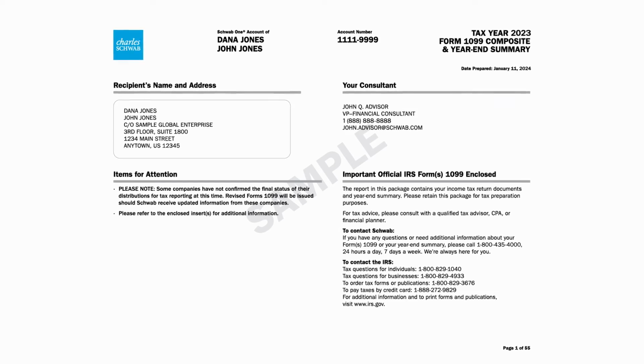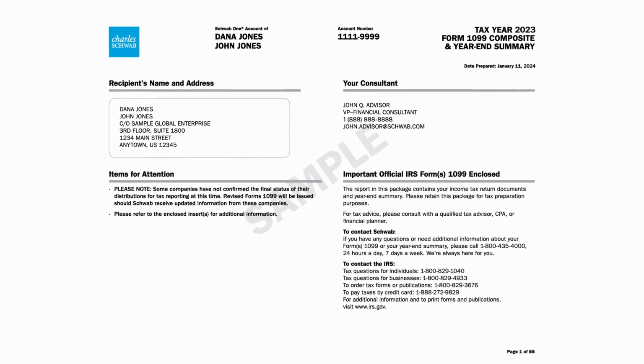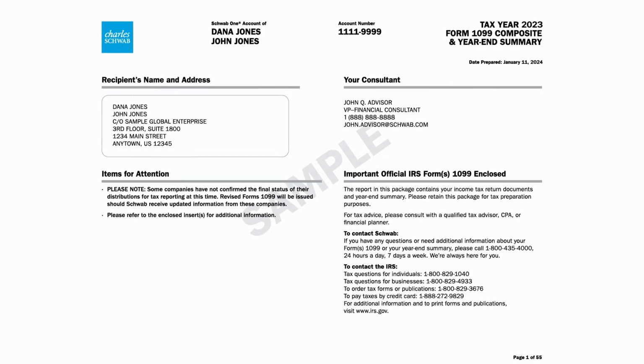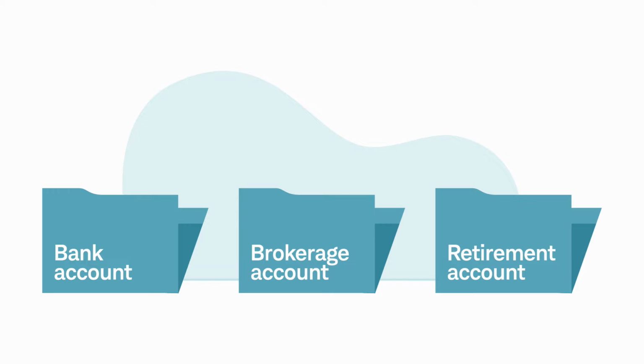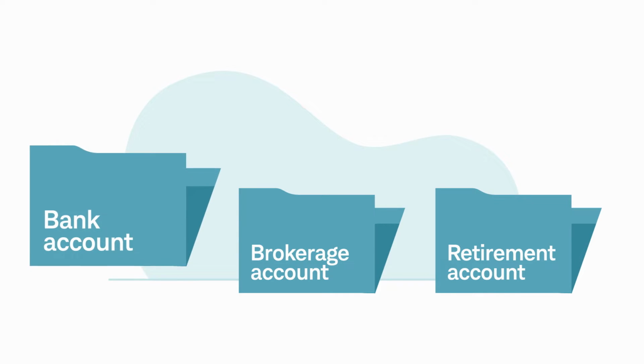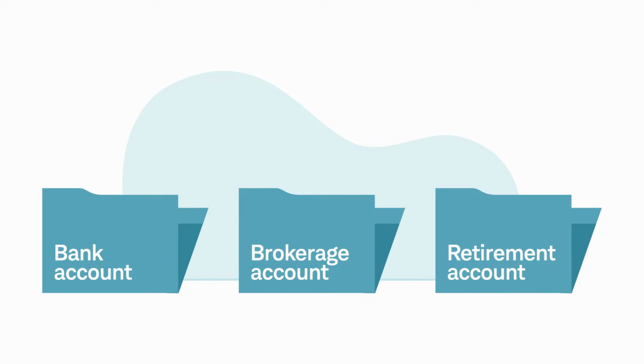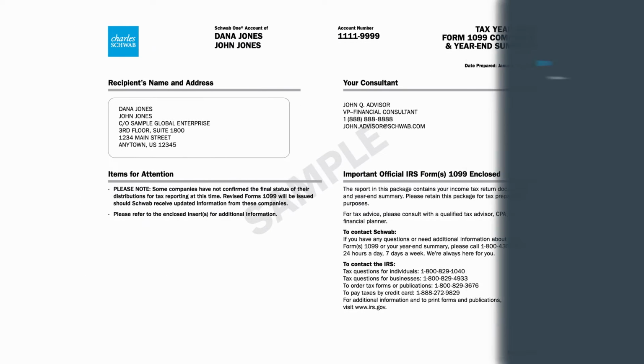The 1099 is a tax form issued by your brokerage firm to help you report taxable investment income to the IRS. Almost every financial account is subject to tax reporting, whether it's a bank account, brokerage account, or retirement account if distributions are taken. Let's walk through the types of accounts that typically generate a 1099 and some of the most important sections of this tax document.